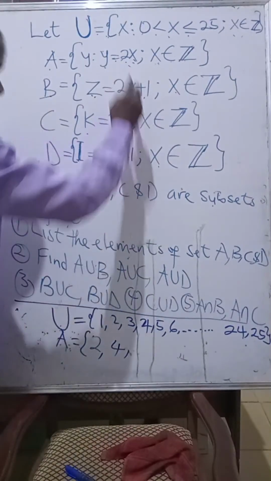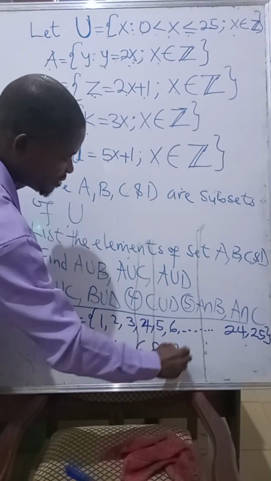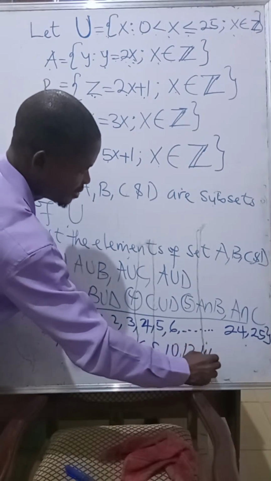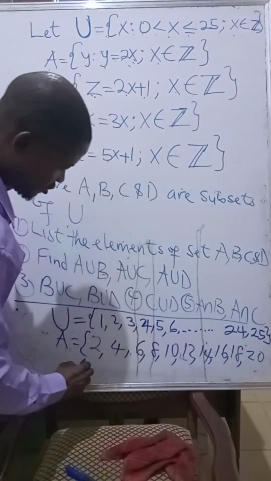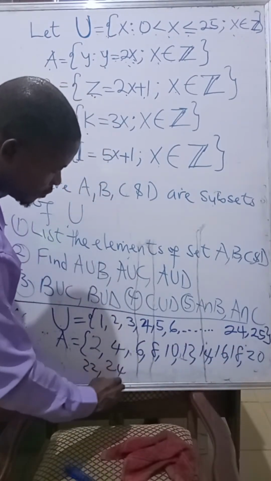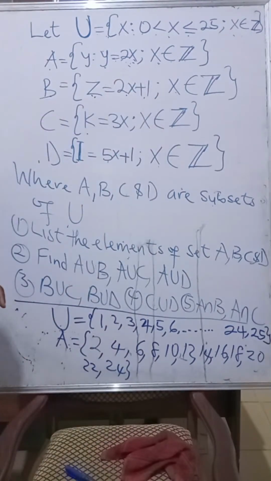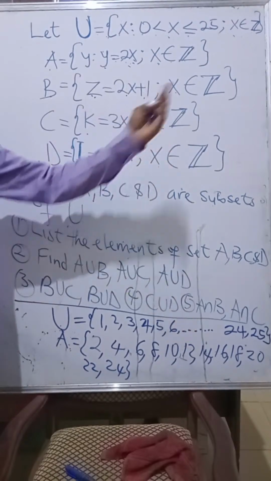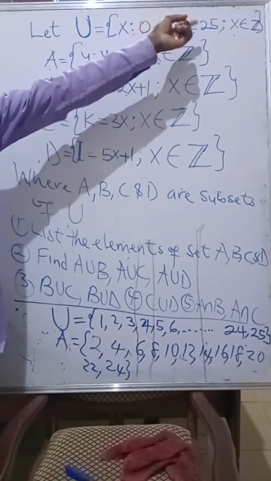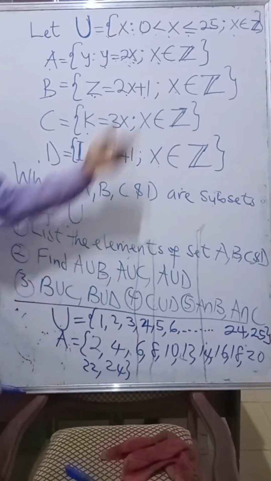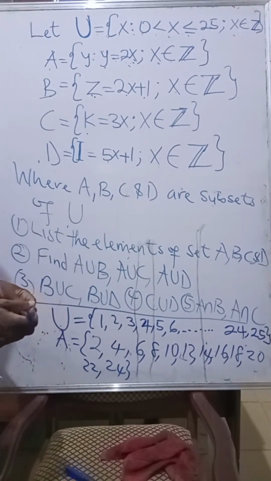When x is 3, that's 6. So it goes on like that: 8, 10, 12, 14, 16, 18, 20, 22, and then 24. For 24, that means your x is 12. So the next value, x equals 13, will be outside the range of the universal set. So we stop at 12 and get 24. That's A.